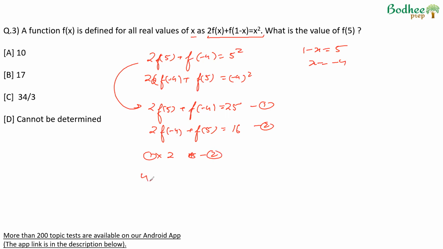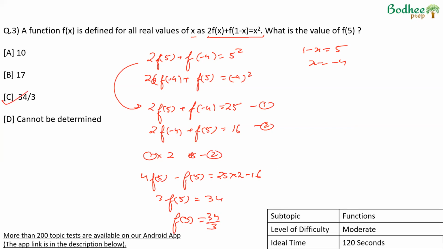So 4 times f(5) plus 2 times f(minus 4) minus 2 times f(minus 4) gets cancelled. Minus f(5) is equal to 25 into 2 minus 16, which means 3 times f(5) is equal to 50 minus 16, which is 34, and therefore f(5) comes out to 34 by 3, which is option C. Again, these questions have a straightforward process, and that can be repeated for almost 70 to 80% of these questions. So I'm saying moderate and about 2 to 2.5 minutes of attempt time.